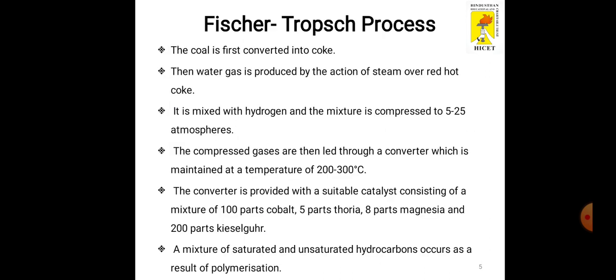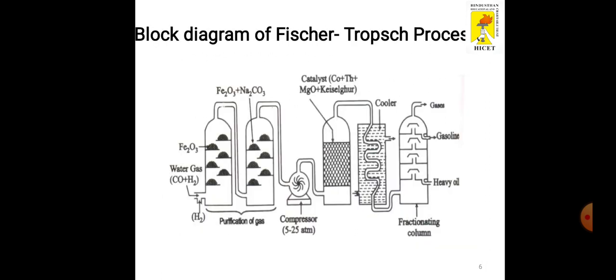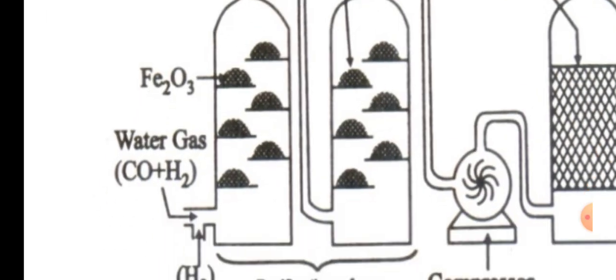First one is the Fischer Tropsch process. In this process, the source that we are taking to convert solid fuel to a liquid fuel is nothing but coke. We already know what coke is. Coke is the refined form of coal. So this coke is taken as a source to produce the synthetic petrol. You can see this is the block diagram of the Fischer Tropsch process.